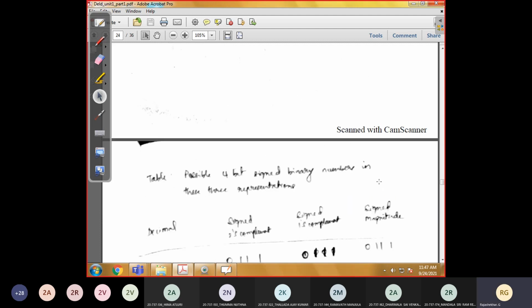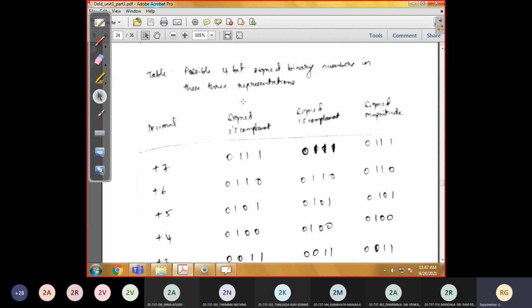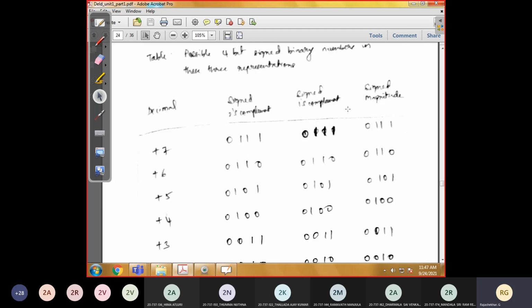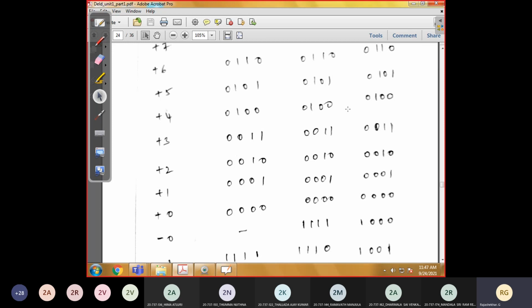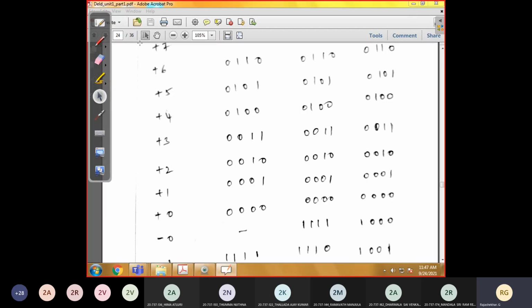So let us stop the discussion here. I have a small table where I am representing numbers in signed 2's complement, signed 1's complement, and signed magnitude form. Please have a look at this table when I share this PDF on Teams. Maybe today I will share the PDF on Teams. We'll draw some inferences or observations from this table in the coming class. Remaining things we'll see in the coming class.